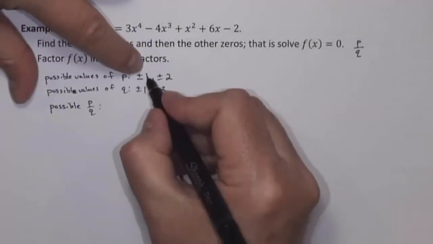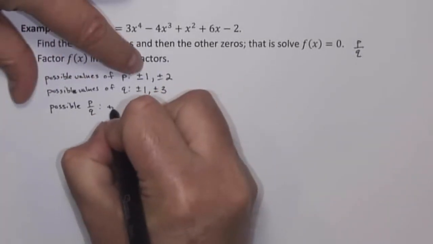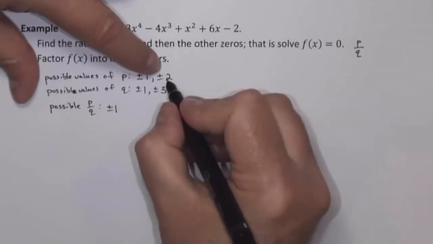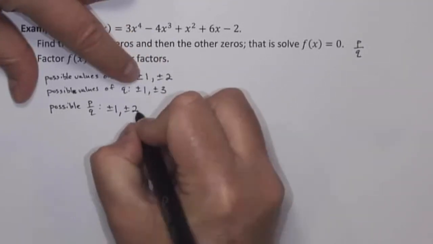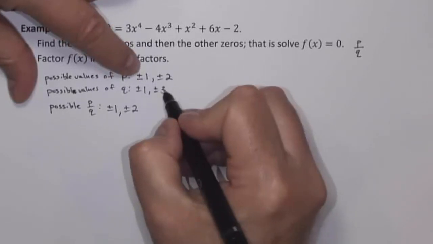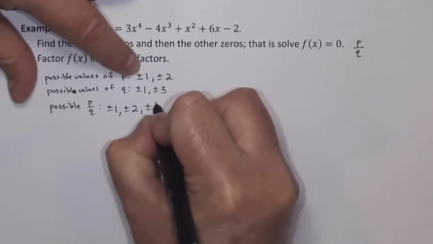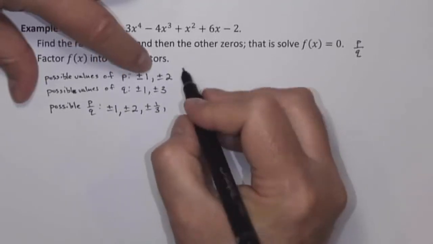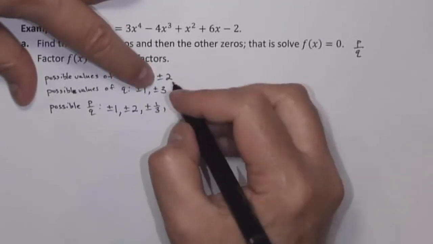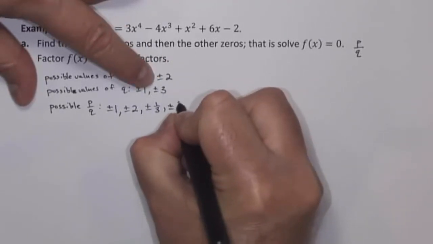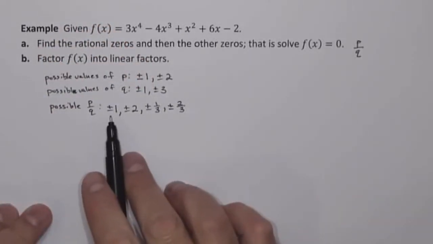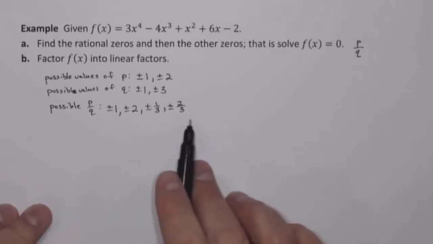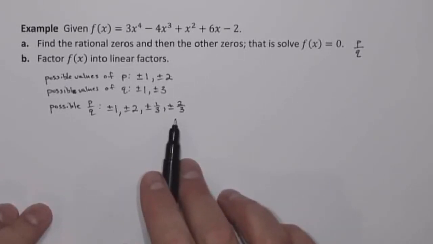So it could be plus or minus 1 over plus or minus 1, which would be plus or minus 1. It could be plus or minus 2 over plus or minus 1, which would be plus or minus 2. It could be plus or minus 1 over plus or minus 3, which would be plus or minus 1/3. Or it could be plus or minus 2 over plus or minus 3, which would be plus or minus 2/3. Okay? So there are 2, 4, 6, 8 possibilities for rational zeros.